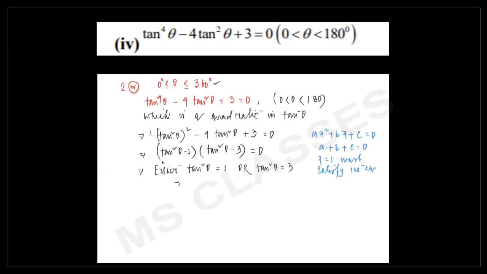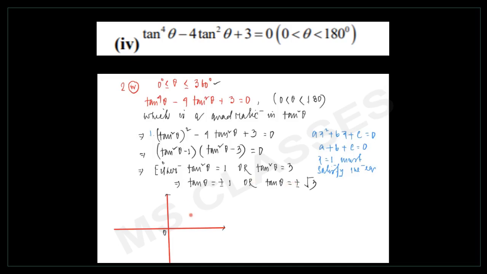This implies tan theta equals plus or minus 1, or tan theta equals plus or minus root 3. Now, one by one, we'll understand. That is, here we are bound to concentrate only within two quadrants, either the first or the second. Now, we know in the first quadrant, tan is positive.